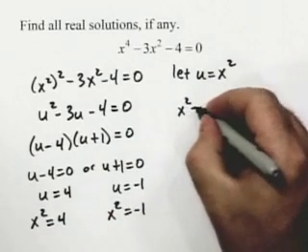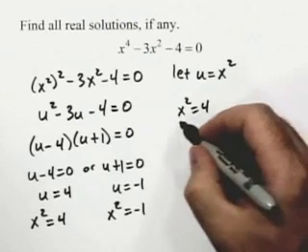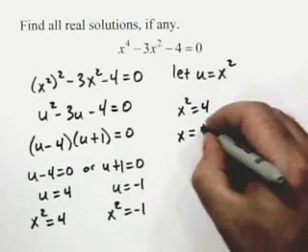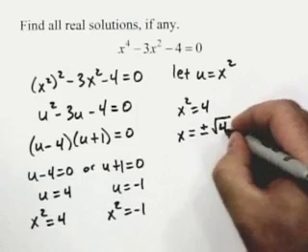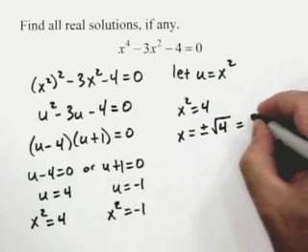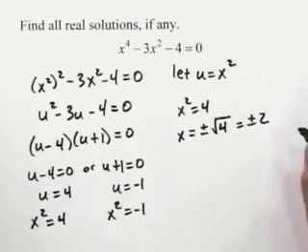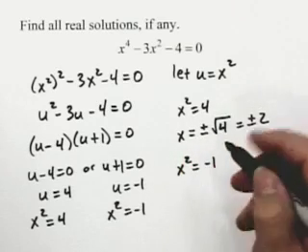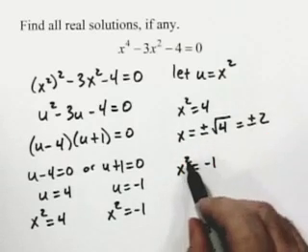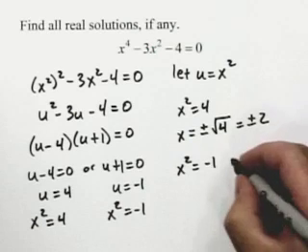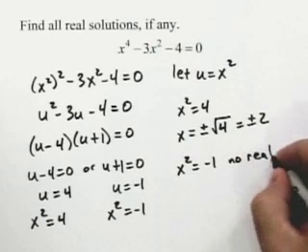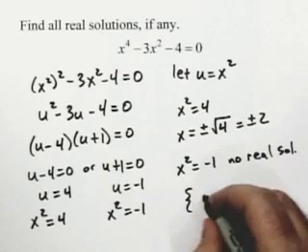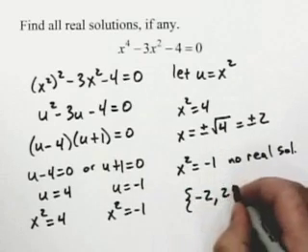To solve x squared equals 4, we can take the square root of both sides. Remember, we need plus or minus the square root of 4, so that gives us plus or minus 2. When we solve x squared equal negative 1, we note that there is no real number that we can square and get a negative, so this has no real solution. Therefore, the solution set for our equation is just the set negative 2, comma 2.